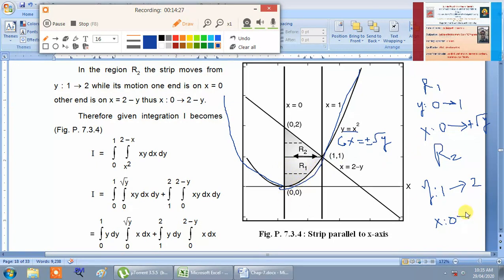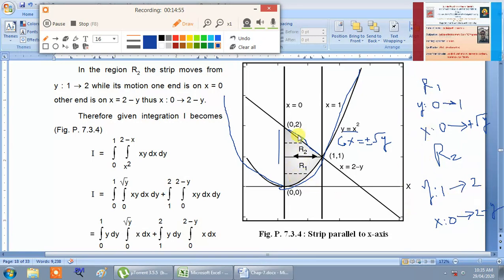What about the second region? In the second region, no doubt the left end is on x equal to 0, whereas the right end is on this straight line. And what is the equation of this straight line? The equation of this straight line is y equal to 2 minus x, which is the same as x equal to 2 minus y. I require the value of x, therefore I should write x equal to 2 minus y. So this is the limit over region R1, and this is the limit over region R2.